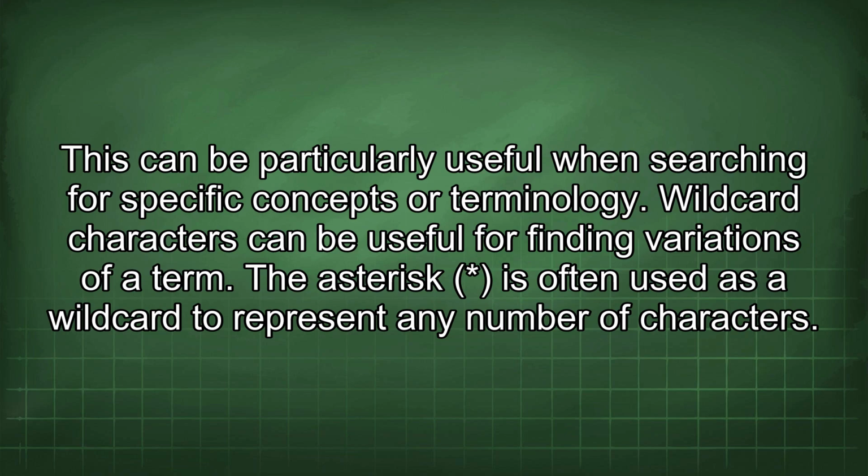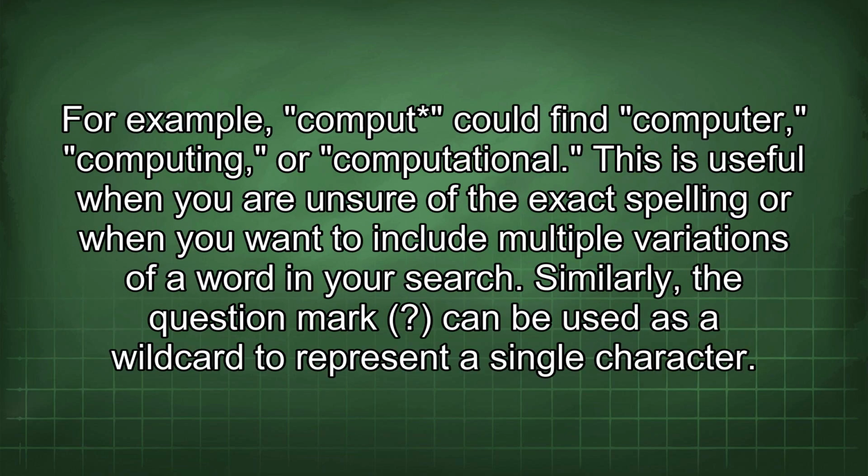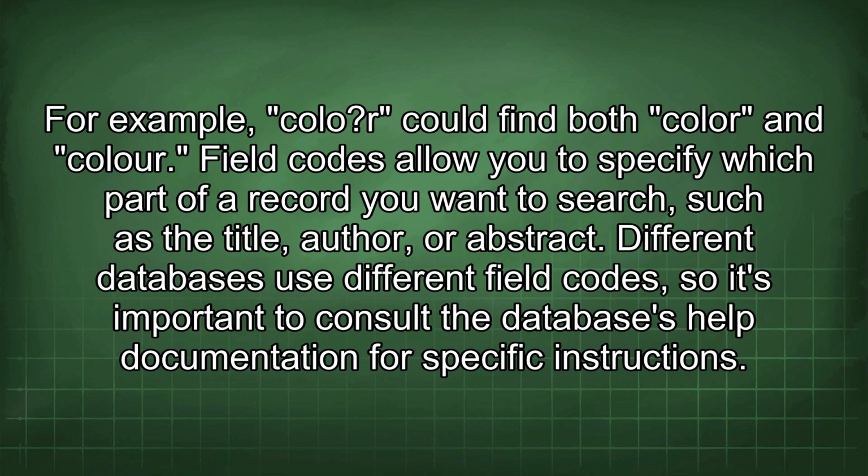Wildcard characters can be useful for finding variations of a term. The asterisk is often used as a wildcard to represent any number of characters. For example, comput* could find computer, computing, or computational. This is useful when you are unsure of the exact spelling or when you want to include multiple variations of a word in your search. Similarly, the question mark can be used as a wildcard to represent a single character. For example, colo?r could find both color and colour.